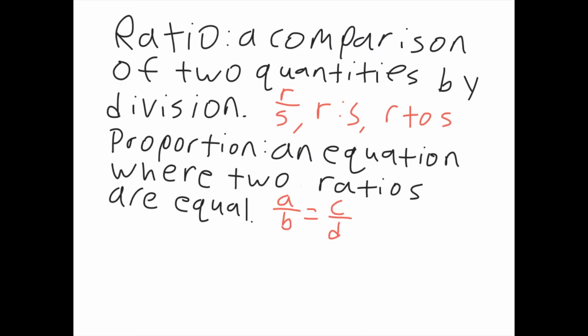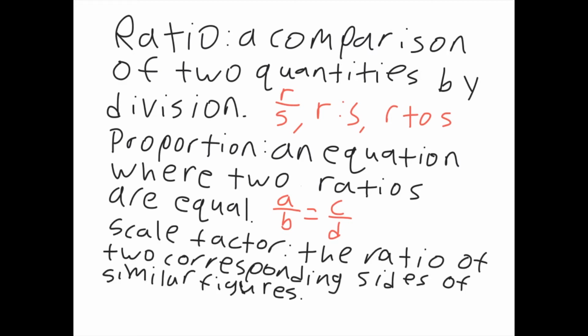So we'll talk about how to solve those in a moment, but this is mostly used to be able to solve for missing measures with similar figures, and we'll be using this a lot this unit. Final vocab word is scale factor. Scale factor is the ratio of two corresponding sides of similar figures. So this is often used in like scale models. So if you've got this really big object and you want to make a scale model of it, you need to make it smaller. But you want to make it proportional. You want everything to be the same ratio.